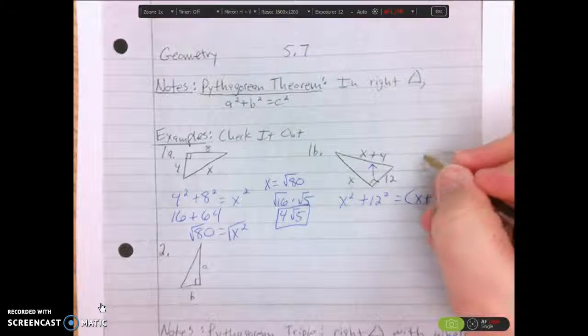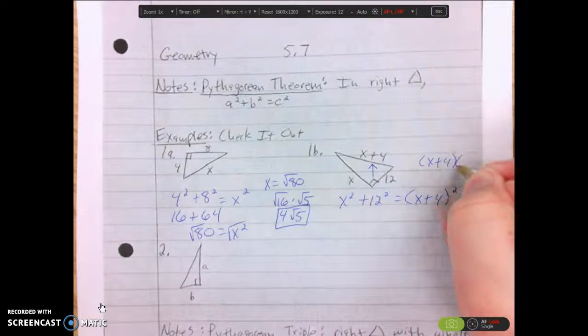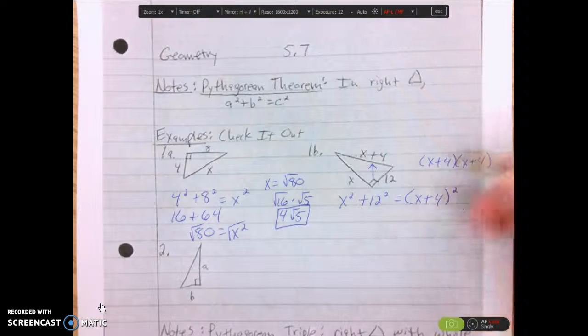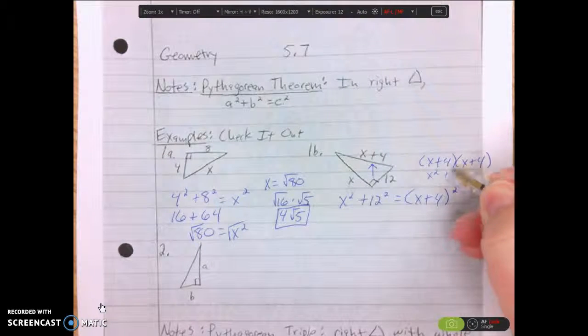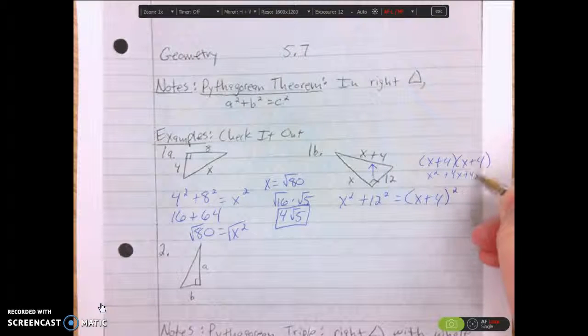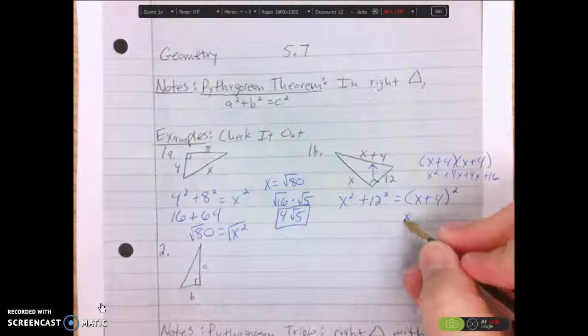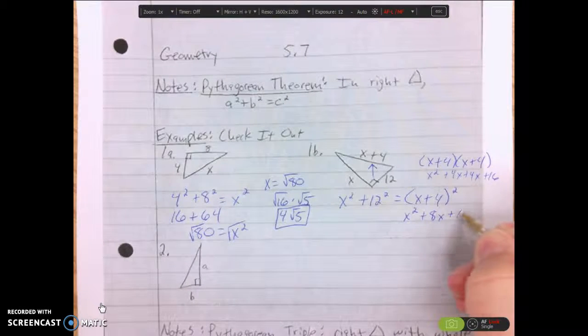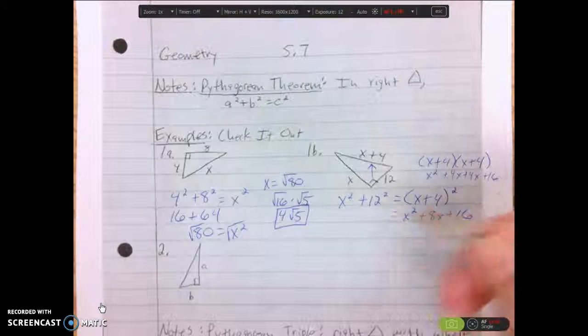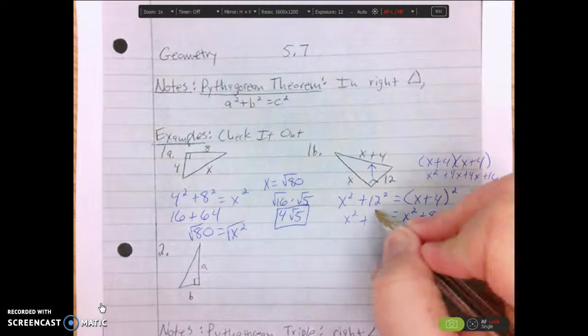And so to do x plus 4 squared, remember back to algebra, you're going to have to FOIL that. So it's x plus 4 times x plus 4, and so FOIL that, and you get first x squared, outside plus 4x, inside plus 4x, and last would be plus 16. So when I rewrite this, I get x squared plus 8x plus 16 equals x squared plus 144.